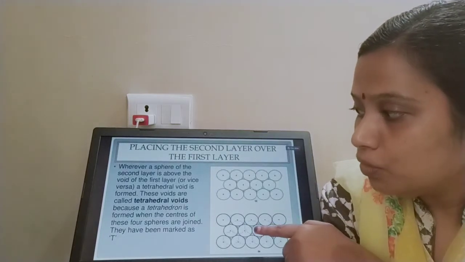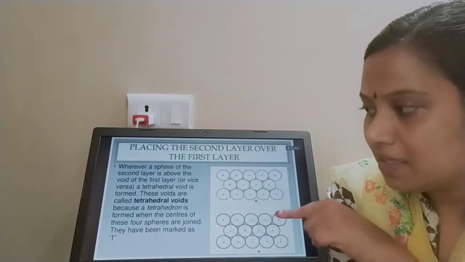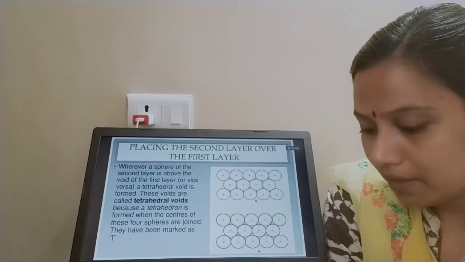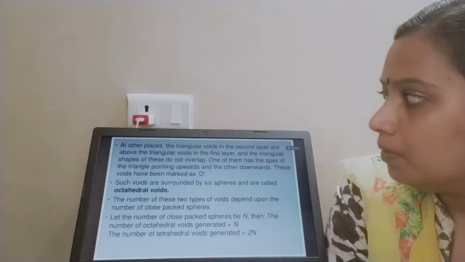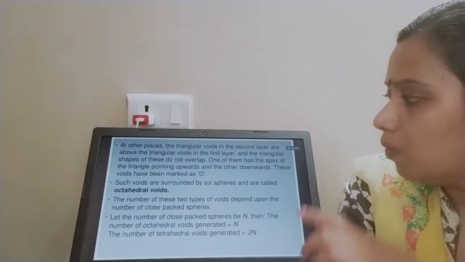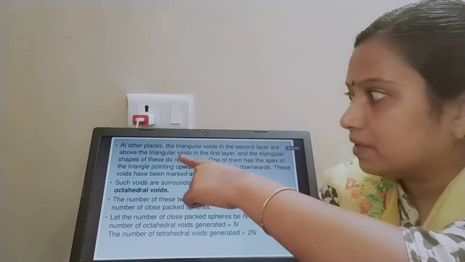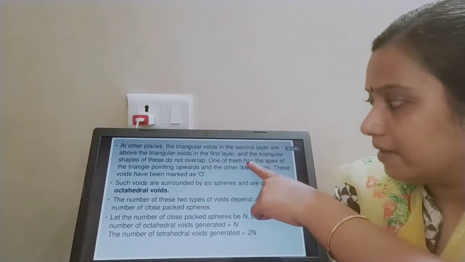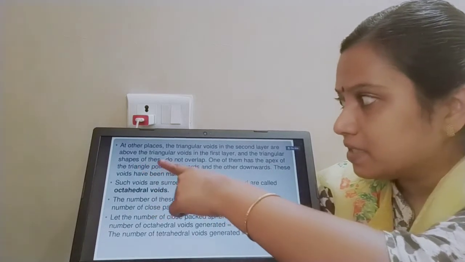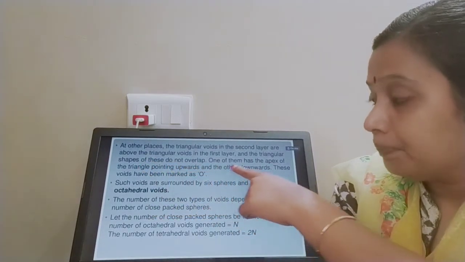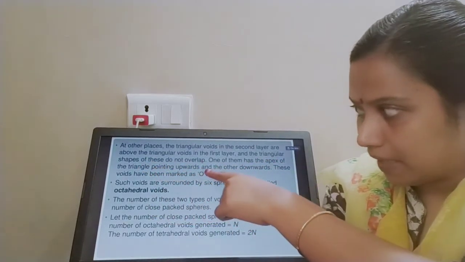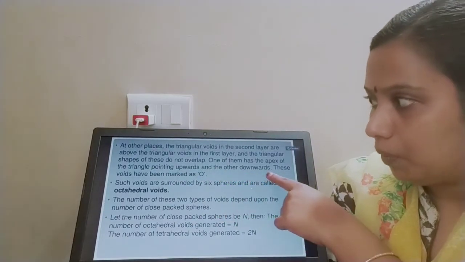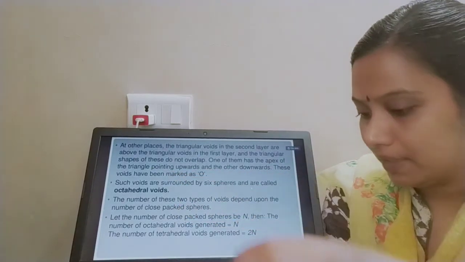So when you join the centers of the 4 spheres, you will get a regular tetragon. Now, in other places, the tetragonal voids in the second layer are above the triangular voids in the first layer, and the triangular shapes of these do not overlap. One of them has an apex pointing upwards and the other will be pointing downwards. These voids are marked as O.